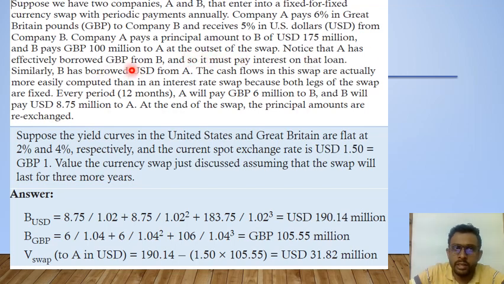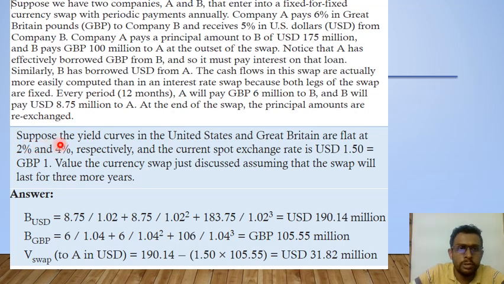Notice that A has effectively borrowed from B, so it must pay interest on the loan, and similarly B has borrowed from A. The cash flows in this swap are actually more easily computed than in an interest rate swap because both the legs are fixed. Every period of 12 months, A will pay 6 million GBP and B will pay USD 8.75 million. At the end of the swap, principals are re-exchanged. So this is how it works.